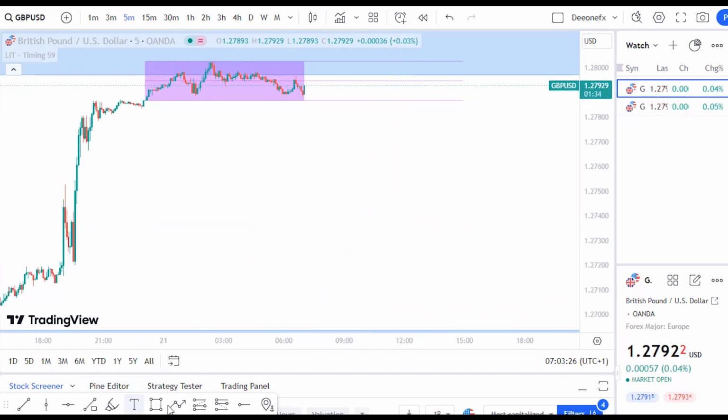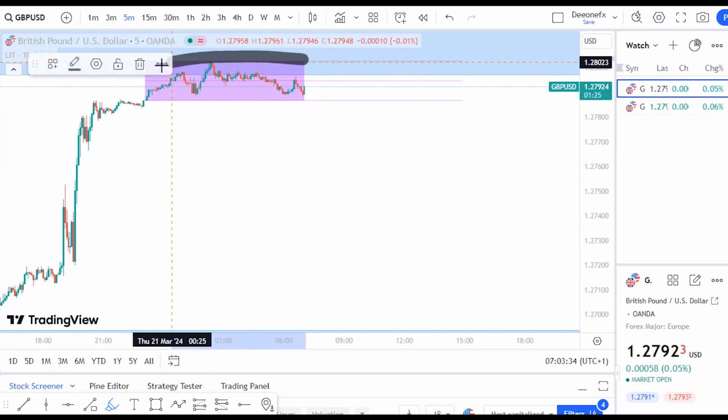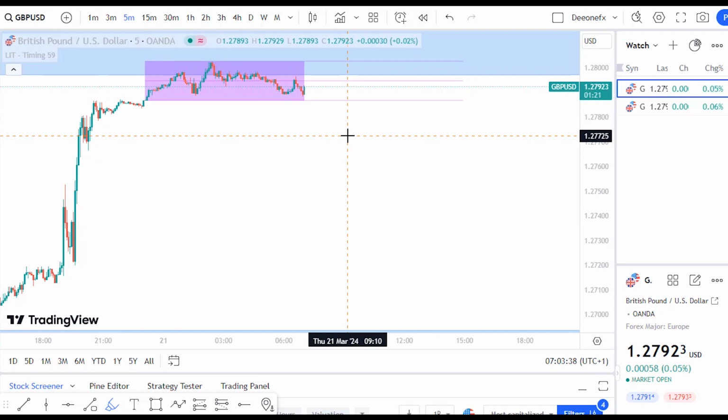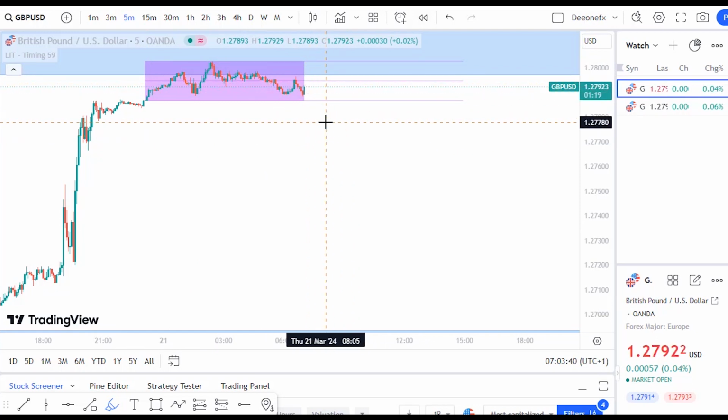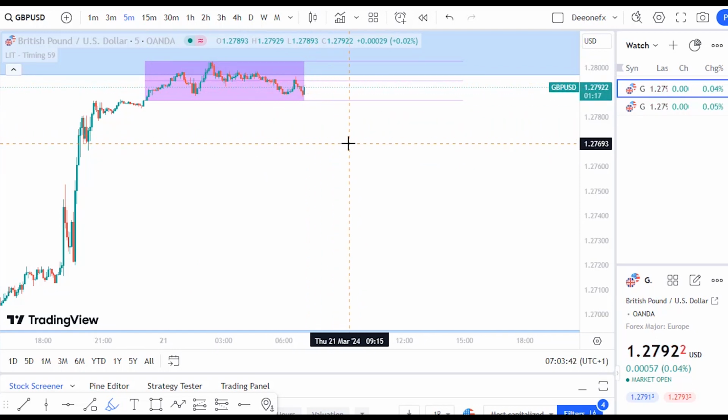So right now we have price come into a point of interest, and we see that price is still inside the Asian range. We do not want to take trades inside the Asian range, so we wait for it to break out of the Asian range.